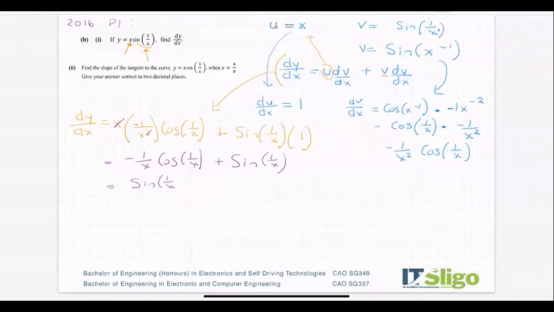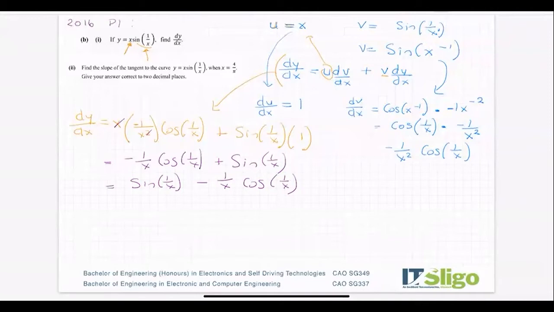Oh, I might just write it the other way around so that that minus doesn't get lost. But it doesn't really matter. You didn't have to do that last line. Okay, and that is dy dx. There isn't a whole pile more we can do to simplify that.